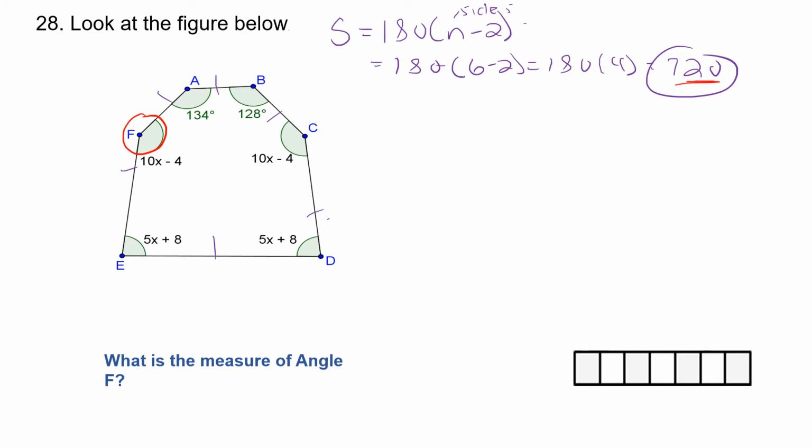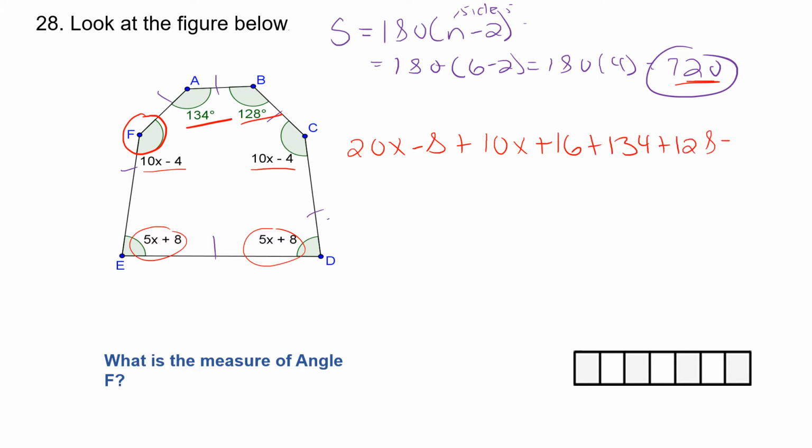I'm going to add 10x minus 4 plus 10x minus 4, so that will give me 20x minus 8, and 5x plus 8 and 5x plus 8. I'm just trying to save space here, so I'm adding everything before I write some of it down. That is 10x plus 16. So a lot of algebra in geometry. Then I'm going to add the 128 and 134. All of that equals 720. Basically I'm just adding all of these together and setting it equal to 720.